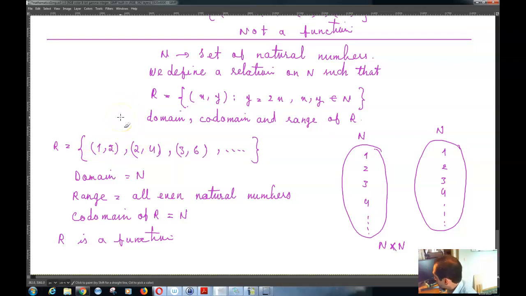So as a solution, we have the domain of R is the set of natural numbers N, the codomain is also N, and the range is the set of even natural numbers. And since every natural number N has one and only one image, this relation is a function. Okay, so that is that.